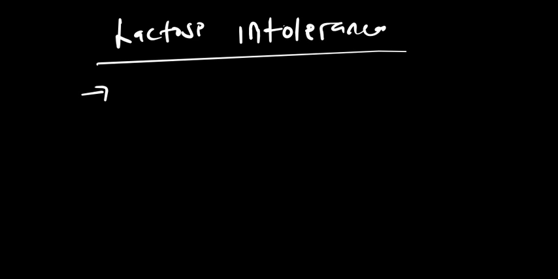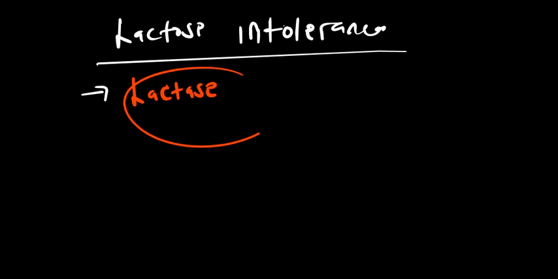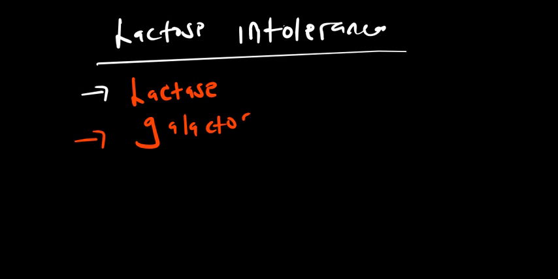There's this enzyme that is responsible for breaking down lactose. We've said all the enzymes, when it comes to carbohydrates, are going to end in ASE. So that enzyme will be called lactase. Now some people don't have this enzyme. That is a genetic condition. That genetic condition is called galactosemia.